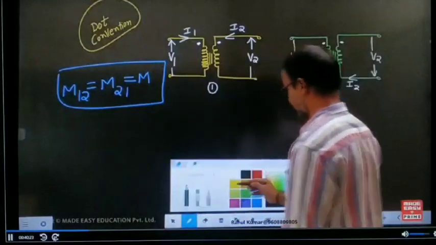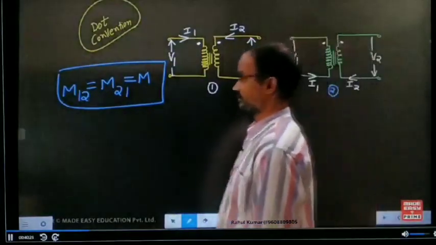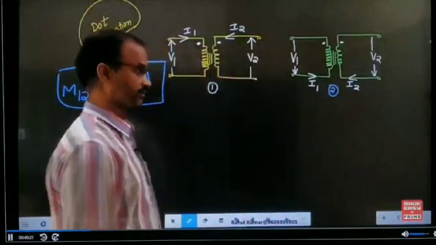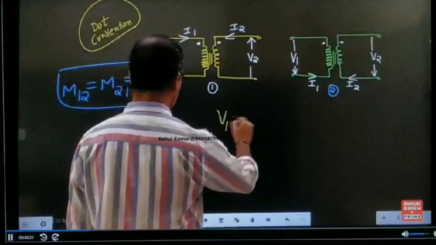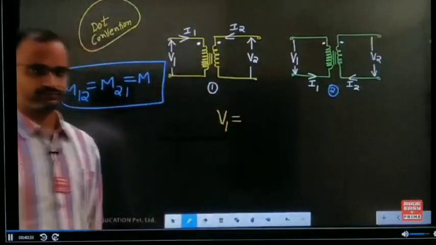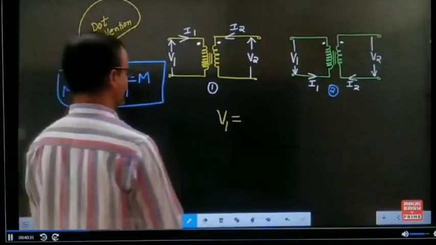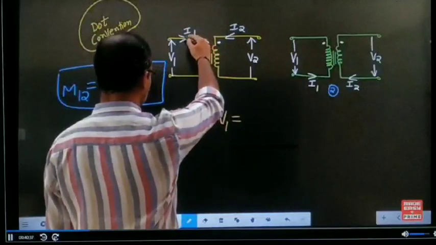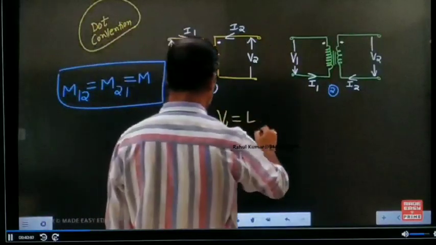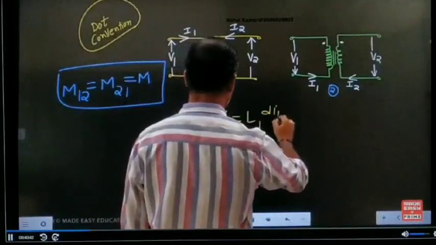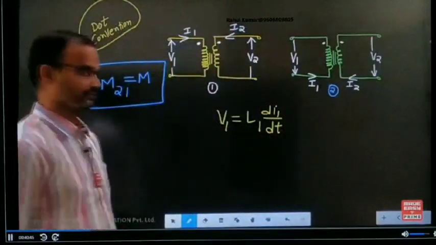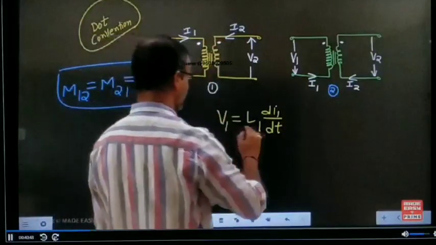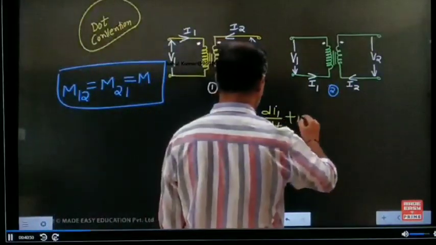Now, corresponding to the first example, let us write the respective equations. V1 equals, whenever the I1 current is circulating, the self-induced EMF is written as L1 dI1 by dt. Now I1 is entering and I2 is entering. If both are entering, the sign of the mutual term is positive.